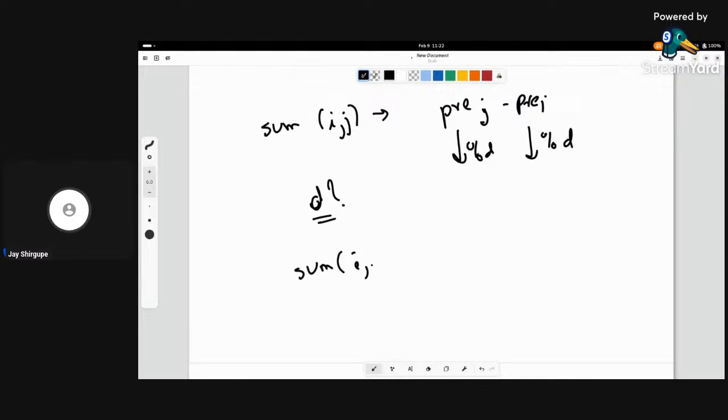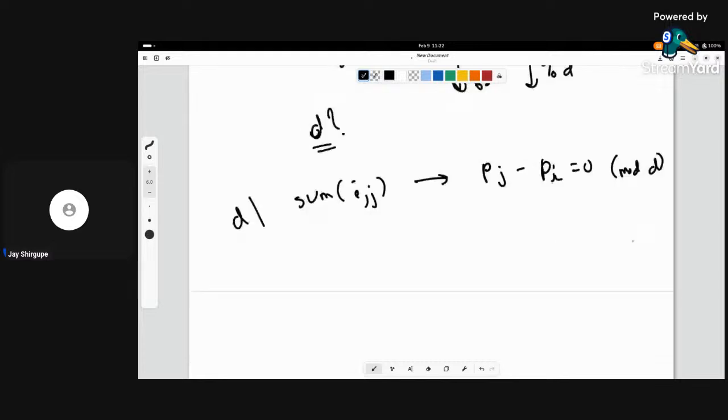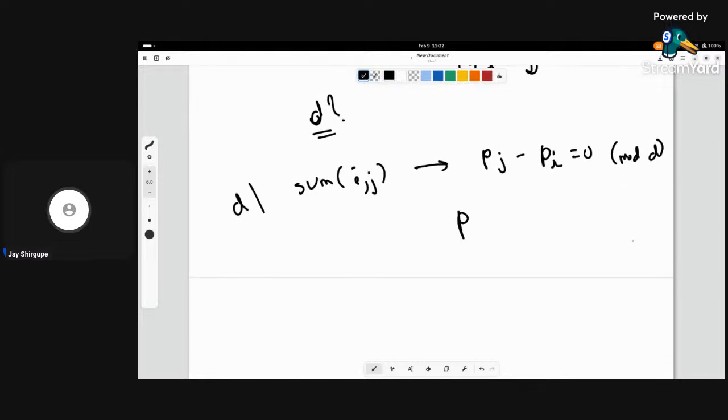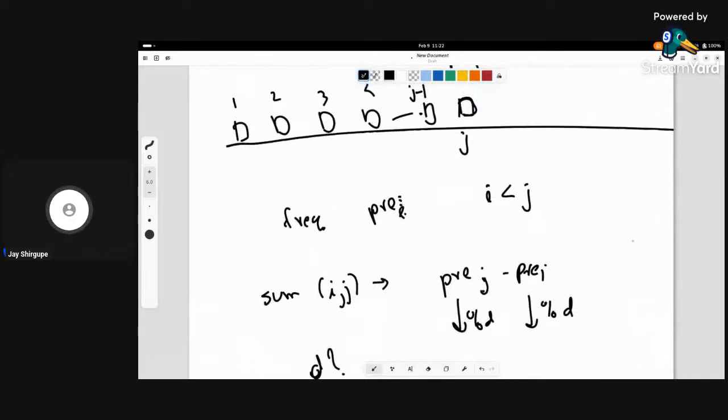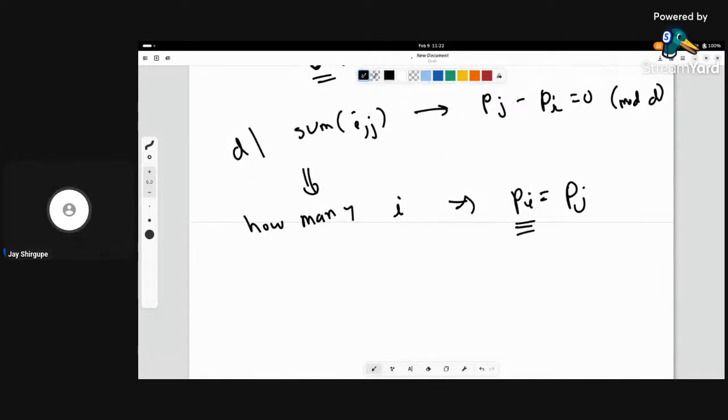from I to j, like d divides this sum from I to j, implies that your prefix of j minus prefix of I is equal to 0 modulo d, of course. And that basically converts your question to how many I you have where prefix of I equals prefix of j. You can maintain a frequency count of prefix of I, and then for each j, you can look at how many I do we have modulo d which are equal to prefix of j.